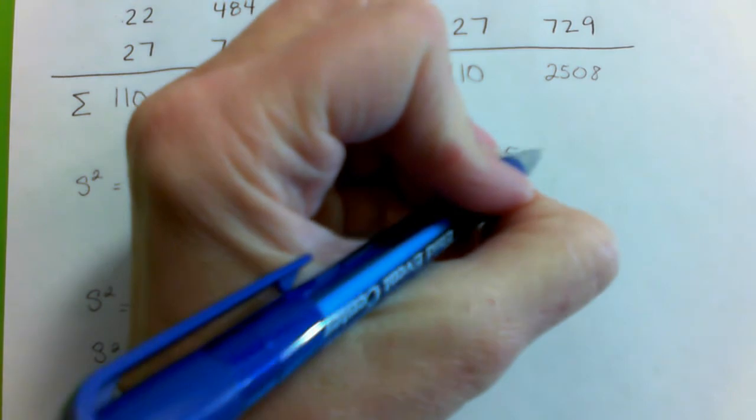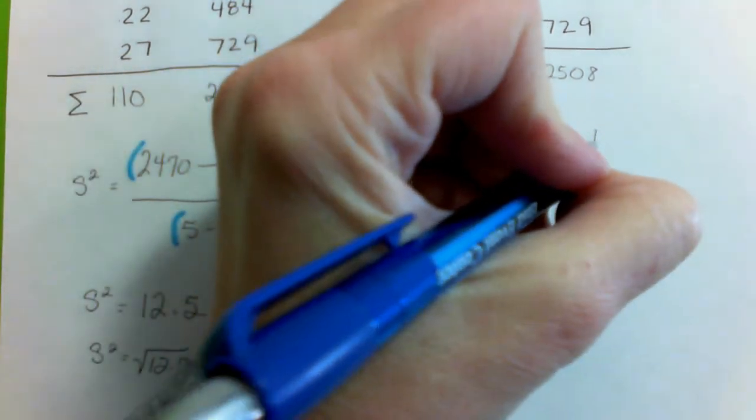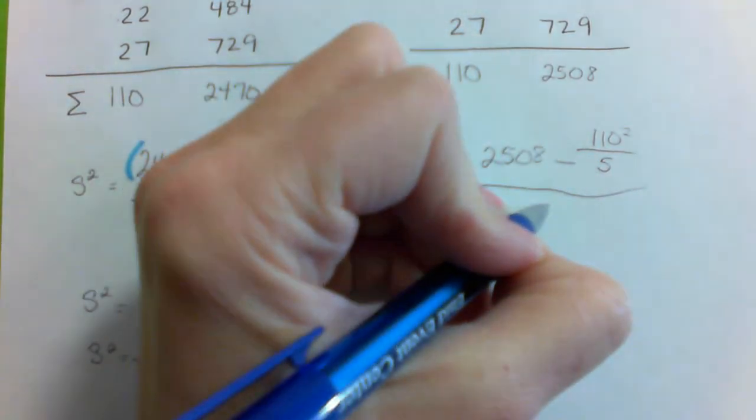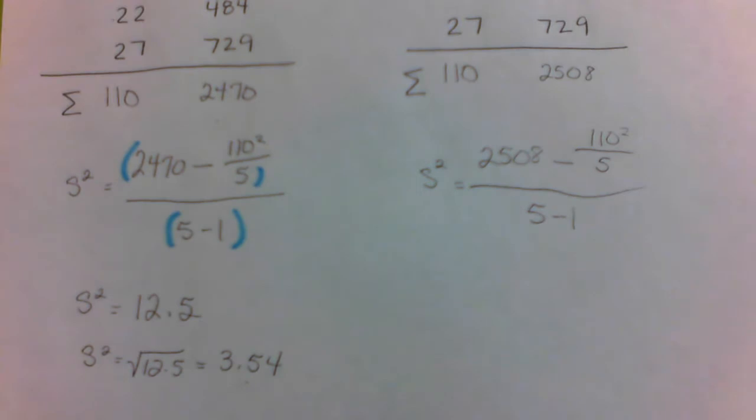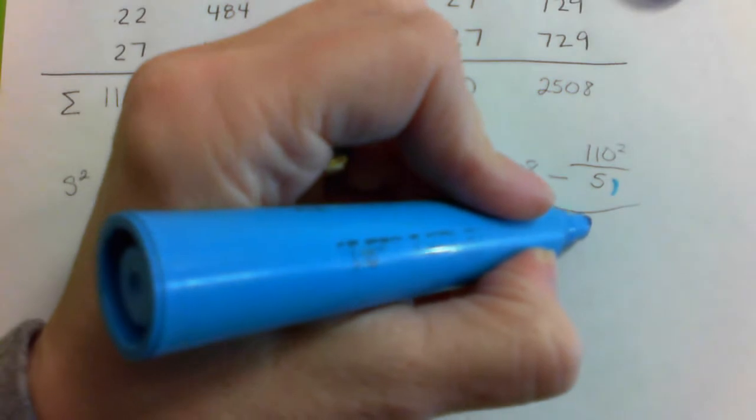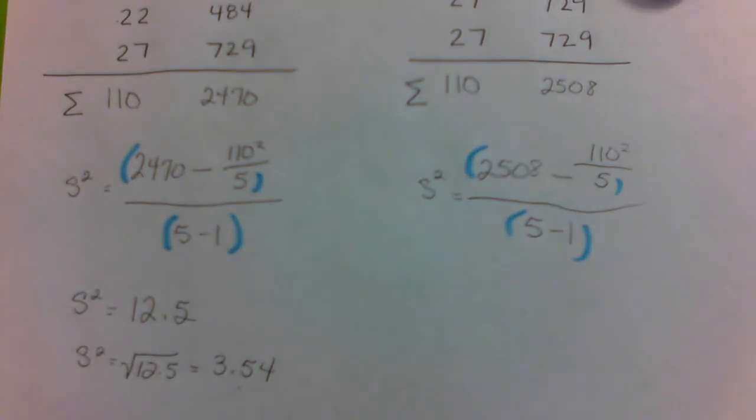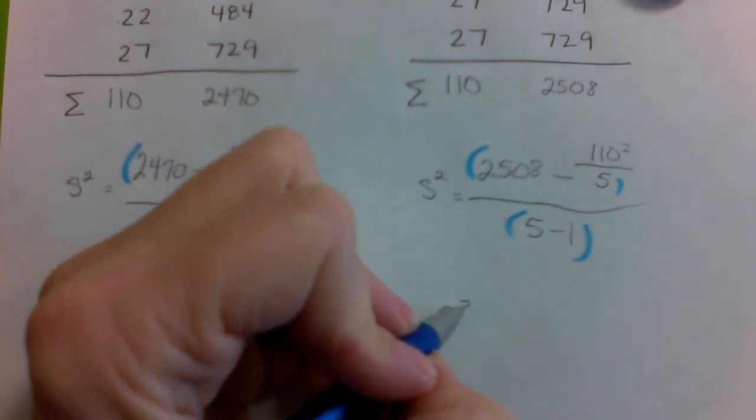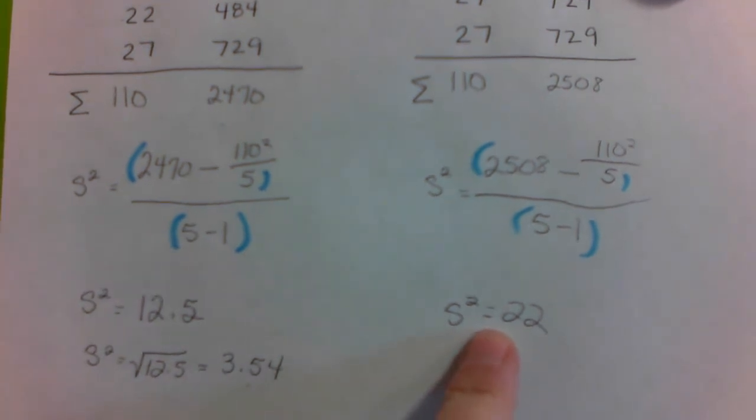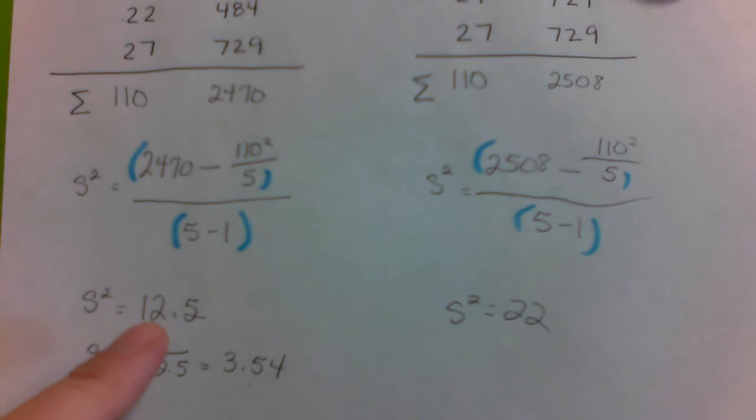So we have the summation of x squared, 2508, minus the summation of x, 110 squared, divided by n, which is 5, divided by n minus 1, or 5 minus 1. And again, be very careful of your parentheses in your calculator. And when you put that correctly in your calculator, you will calculate that to be 22. So supplier 2 has a variance of 22. Supplier 1 has a variance of 12.5.